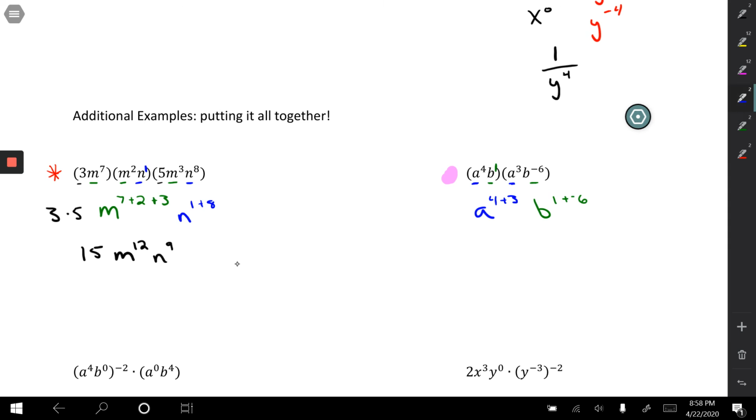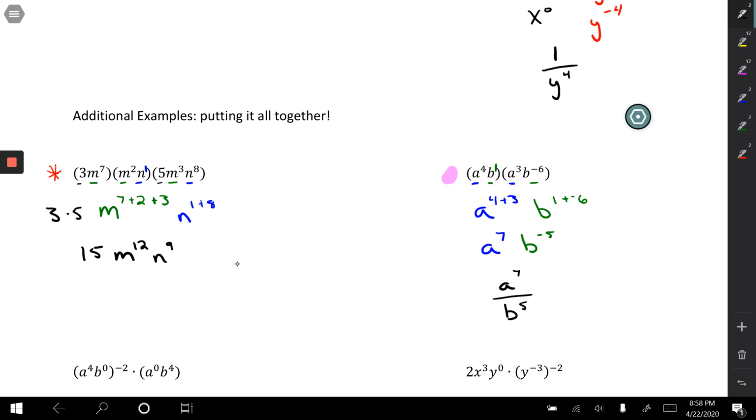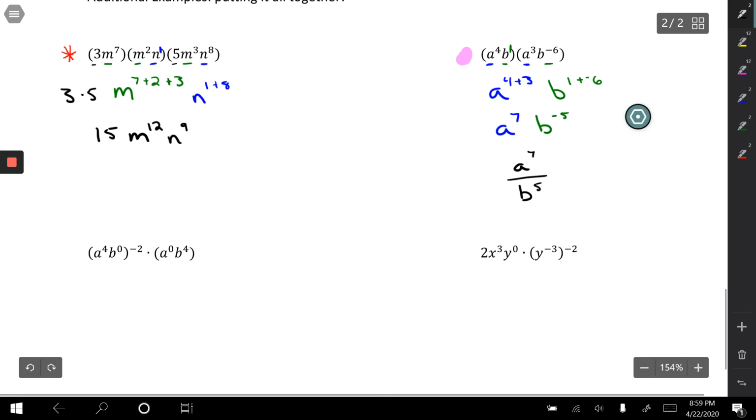So I've got a to the 4 plus 3. 4 plus 3 is 7. And then I've got b to the 1 plus negative 6. 1 plus negative 6 is negative 5. Uh-oh, I have a negative exponent. That means we're not done. Remember, that negative exponent means that power is on the wrong side of the fraction line, so I need to drop him down below. There we go. And now we're all done. I have each base showing only 1 time, no negative exponents. That's our simplified answer.